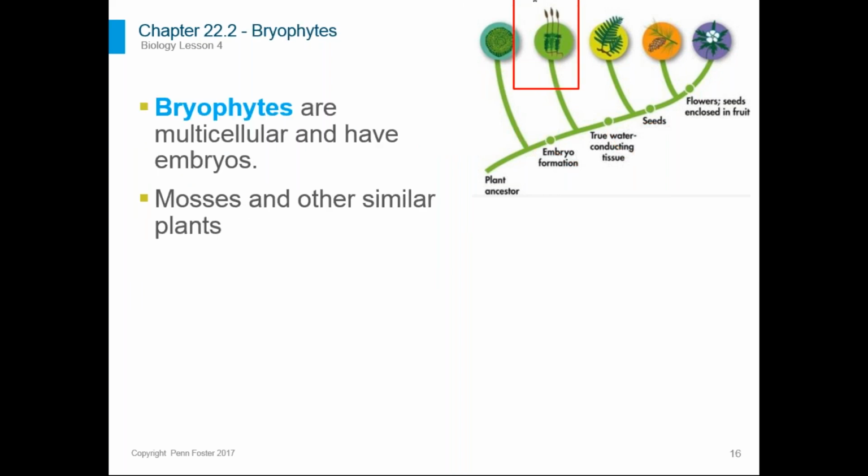So bryophytes are one step up on this cladogram, this little evolutionary diagram. They are multicellular, and they do have embryos. So you see how these diagrams work. As you go up the path here, you have embryo formation, and then after that, you have bryophytes. So that means they do have embryos, but they don't have vascular tissue and they don't have seeds.